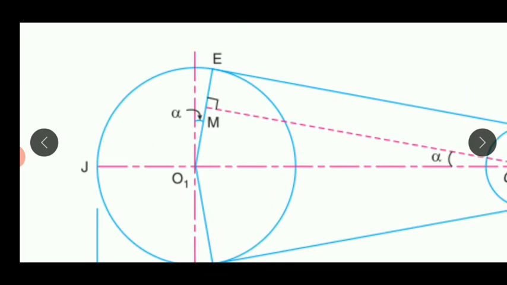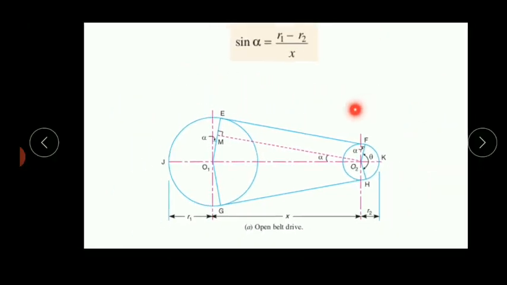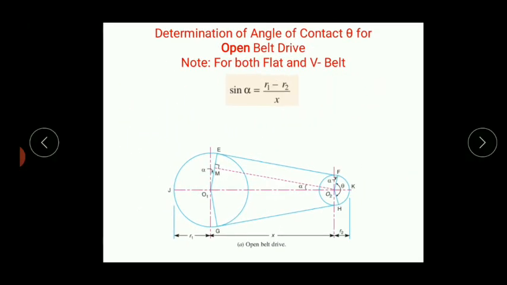So at both sides you can calculate alpha here. Mathematically, you can calculate alpha by r1 minus r2 divided by x. In case of open belt drive, you should remember that this is only applicable for open belt drive. In case of cross belt drive, you have a different equation. This belt drive can be either flat belt or V belt. In both cases the same equation is applicable, that is sin alpha equal to r1 minus r2 divided by x.